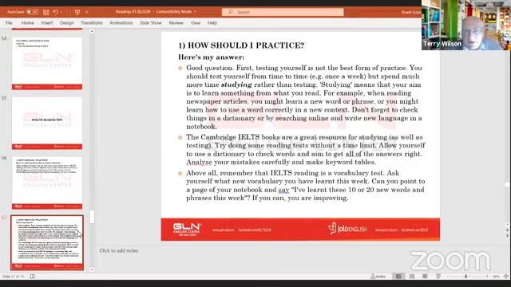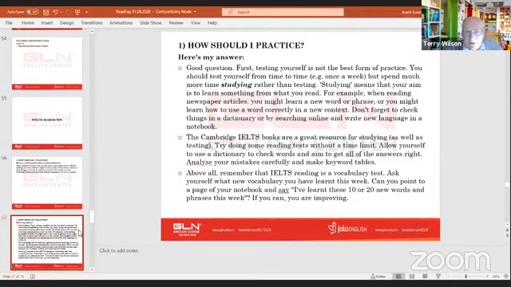Try doing some reading tests without a time limit. Allow yourself to use the dictionary to check words and aim to get all of the answers right. Analyze your mistakes carefully and make keyword tables. We'll look at keywords in a minute. Above all, remember that IELTS reading is a vocabulary test.